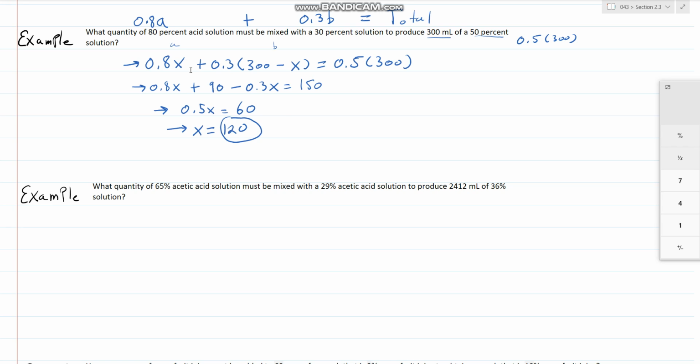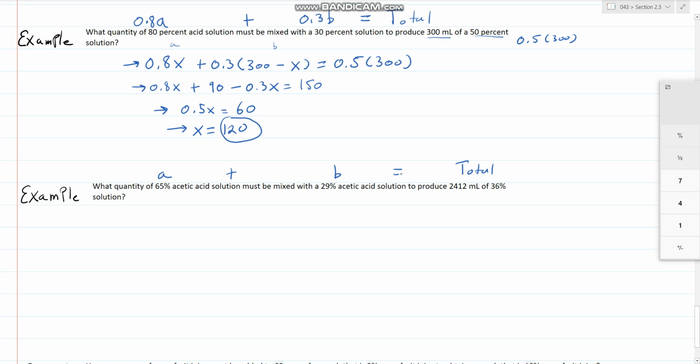Okay, again, most students don't have a problem with actually solving the equation. It's usually setting up the problem. So let's talk about this next problem here. What quantity of a 65% solution must be mixed with a 29% solution to produce 2,412 milliliters of a 36% solution? Again, I'm going to think of this as A, this is B, and this is the total.